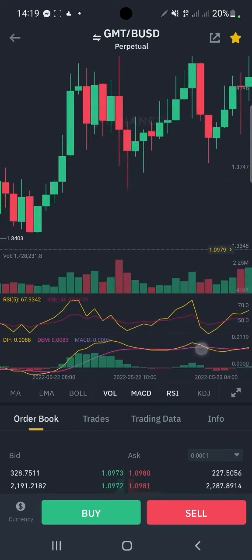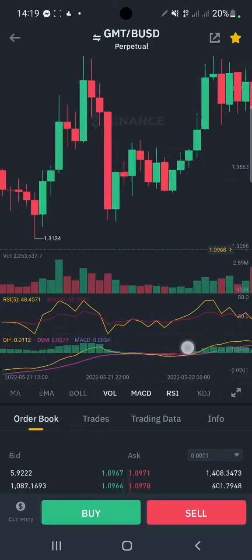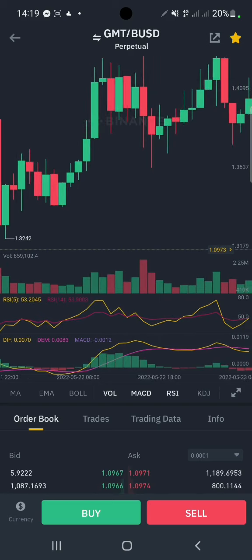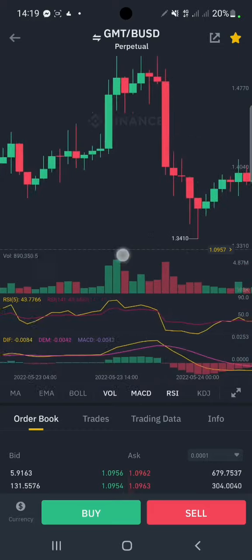The RSI is earlier than the MACD. Just take a look at it here again. The RSI crosses before the MACD crosses. Okay, just wanted to point that out.